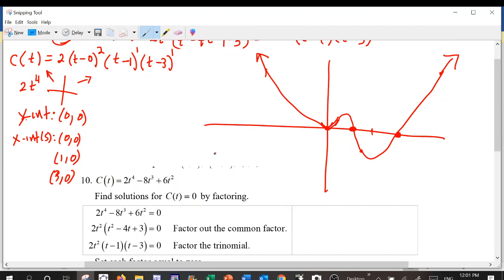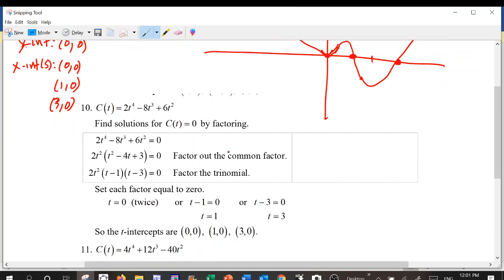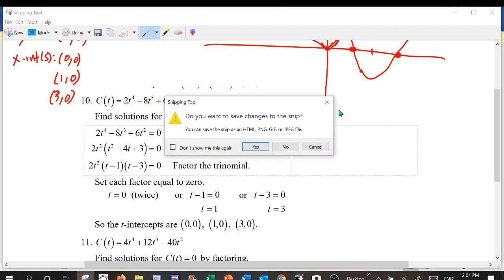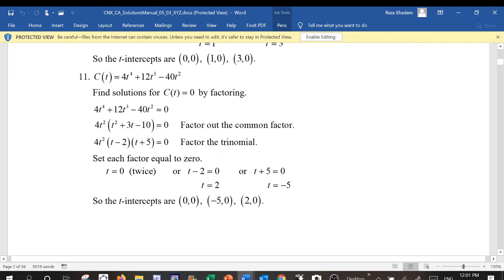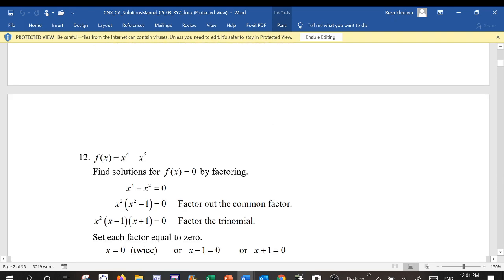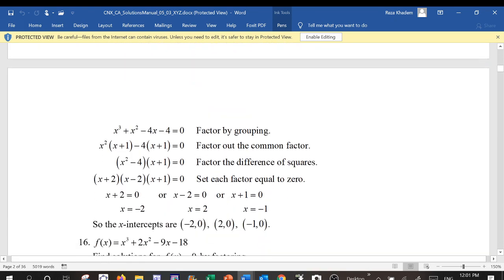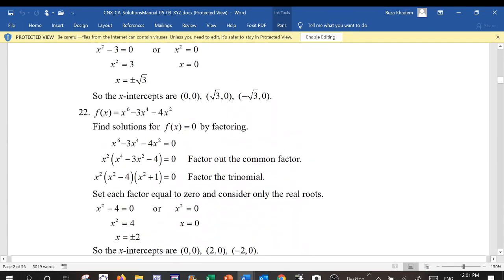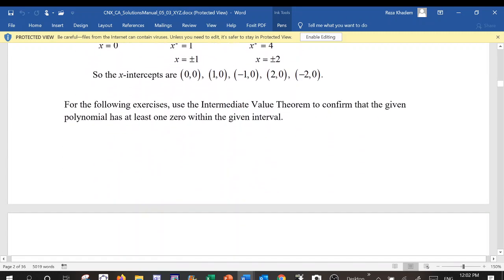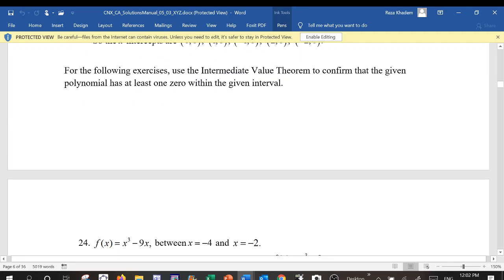So let's do, we did number 10 already. Okay, let's do another one. This one. So now, number 24 is about intermediate value theorem. So it says for the following, use the intermediate value theorem to confirm that the given polynomial has at least one zero within the given interval.